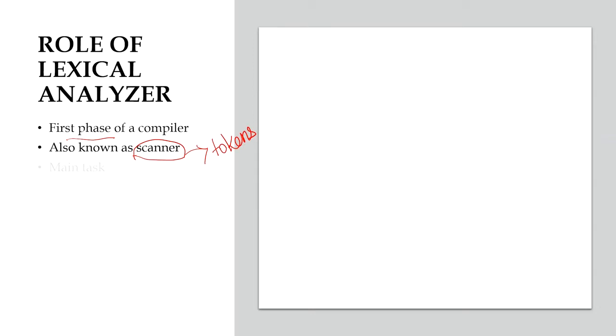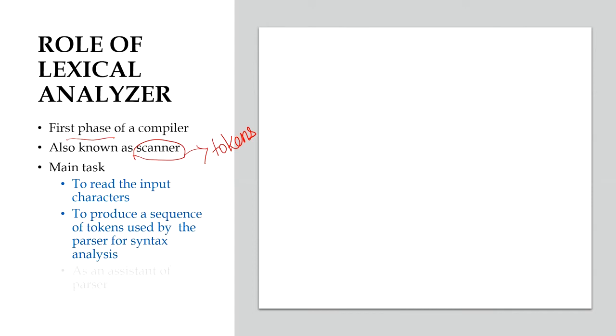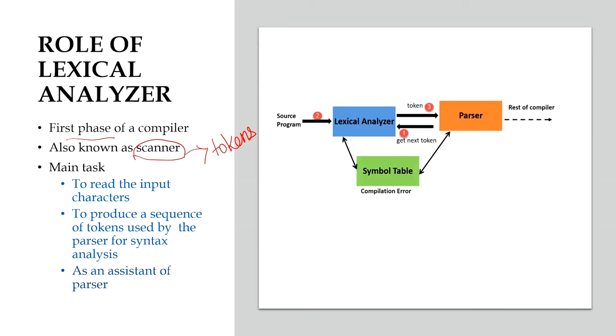Scanners are usually implemented to produce tokens only when requested by a parser. The main tasks are to read the input characters one by one and to produce a sequence of tokens used by the parser for syntax analysis, and it is used as an assistant of the parser. The sequence of steps involved is represented in this diagram. First, when a source program is given as input to the lexical analyzer, get next token, this is a command. This command is sent from the parser to the lexical analyzer.